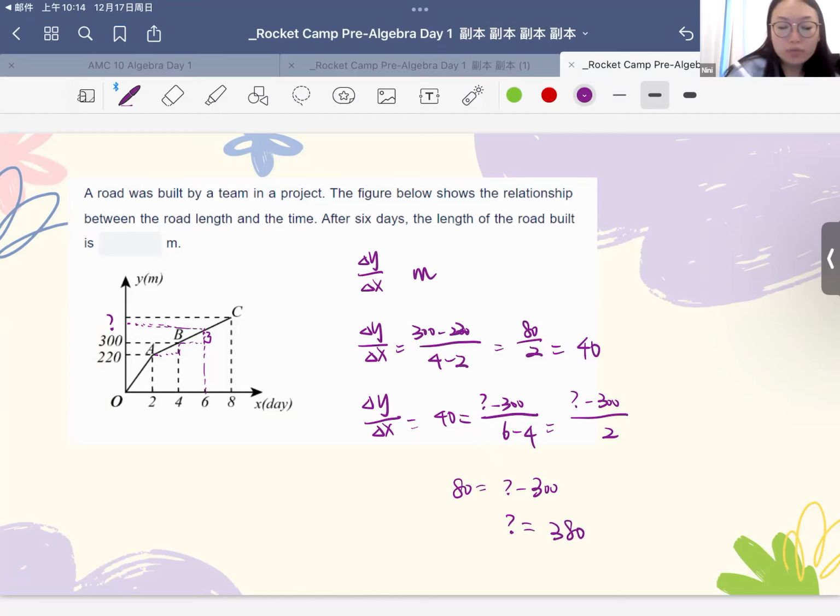Okay, so for this question, this is actually the easiest way to do it. Just remember, for a linear equation, m will always stay the same. So we can just find the relationship between the change in y and the change in x. And then we can solve this question in a convenient way.